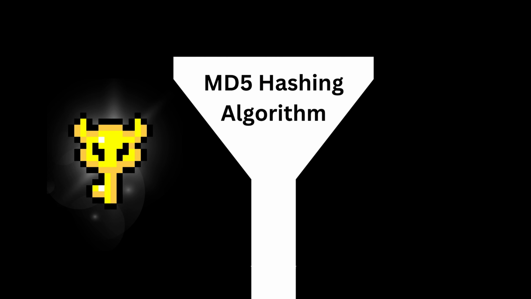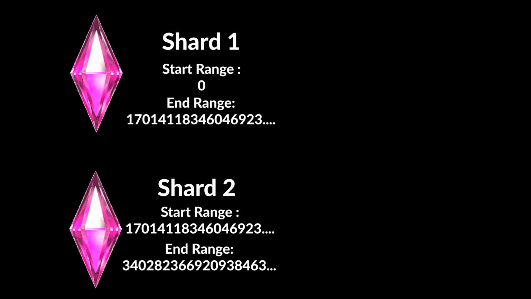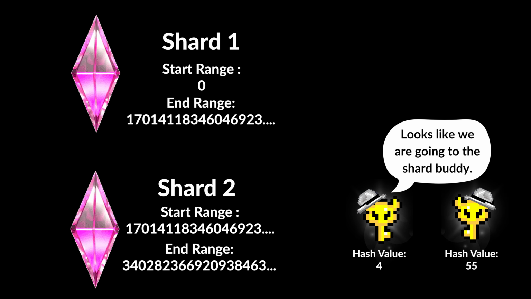The partition key is hashed using the MD5 hashing algorithm. Shards have what's known as hash ranges. Two different partition keys could fall between the same hash range of one shard. All this is cool, but let's see this in action.